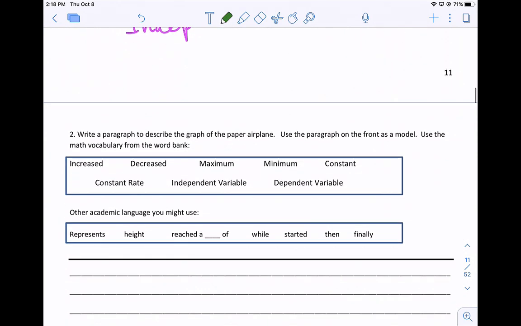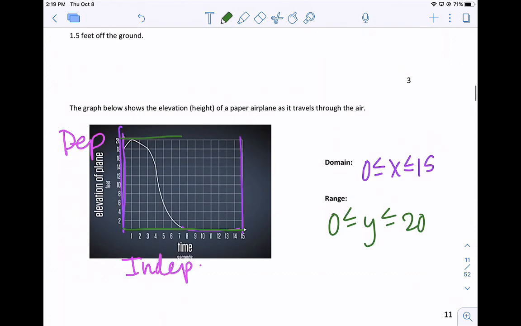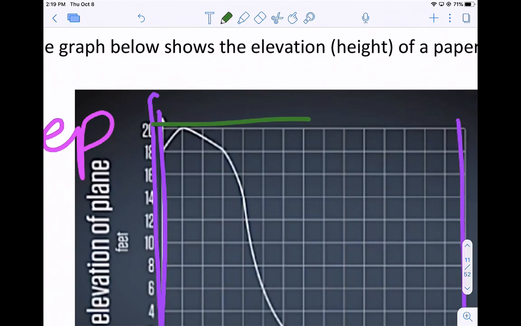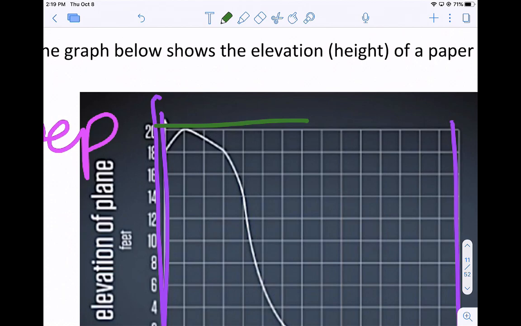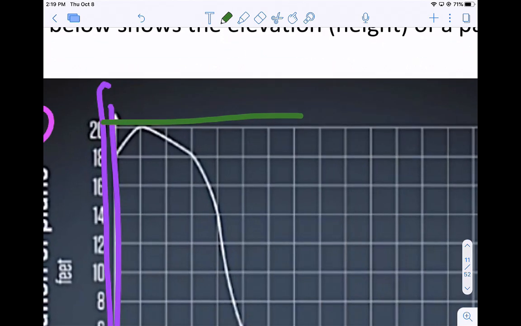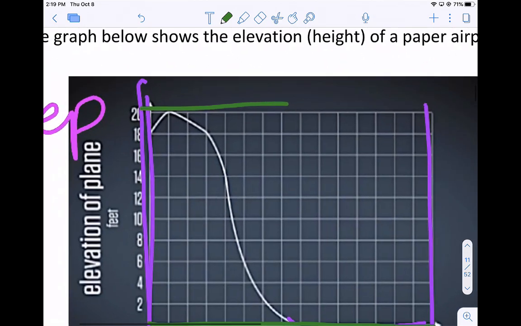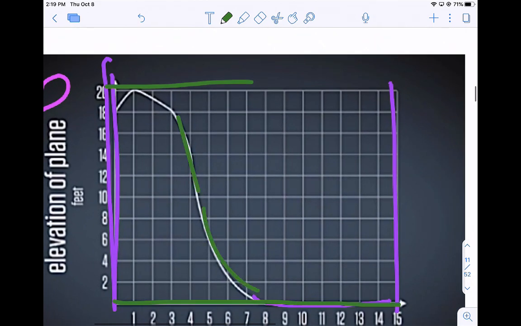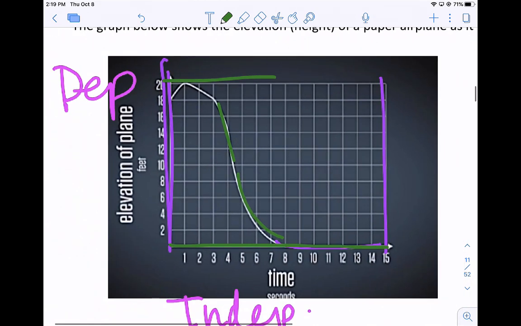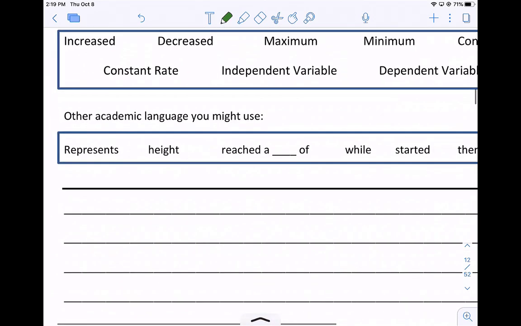All right, and then part 2, write a paragraph to describe the graph of the paper airplane. And again, you can use the paragraph on the front as a model. Use the math vocabulary from the word bank. So we could say something like, the paper airplane started at a height of 18 feet. It increased until it reached a maximum height of 20. It decreased, and then it decreased more quickly until it reached its minimum height at the ground. So you could say something like that.